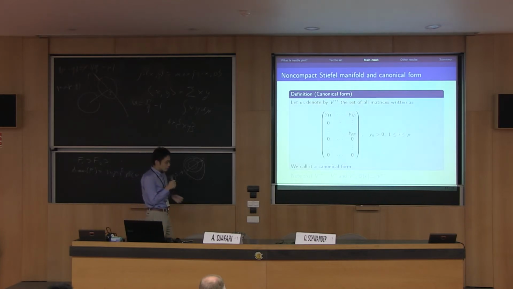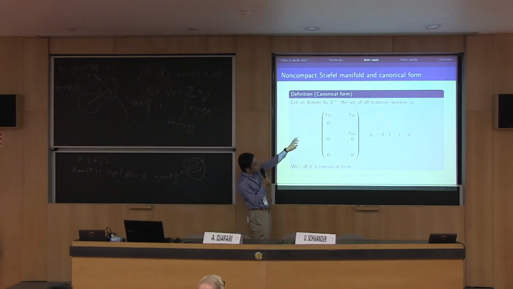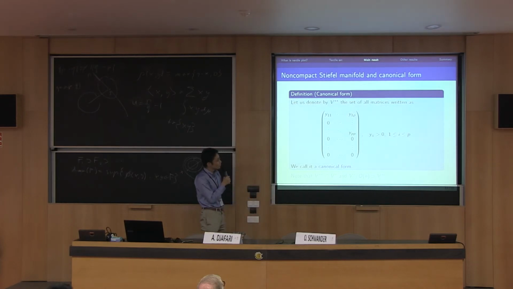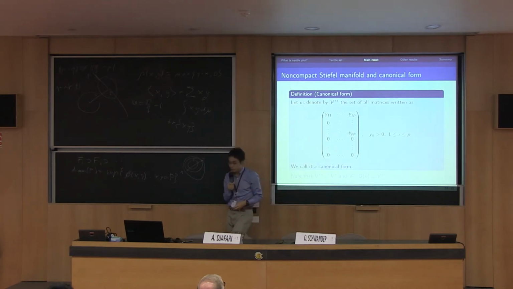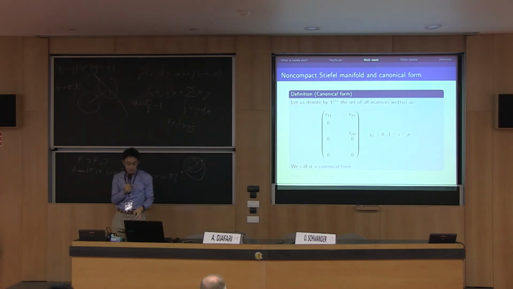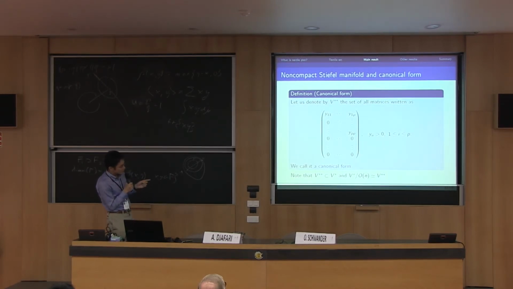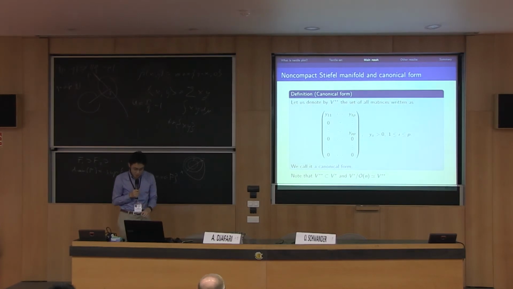So we introduce a terminology. Let us denote by V double star the set of all matrices written in this form, upper triangular matrices with positive diagonal elements. We call it canonical form. Note that V double star is contained in V star, and the quotient space is identified with V double star.